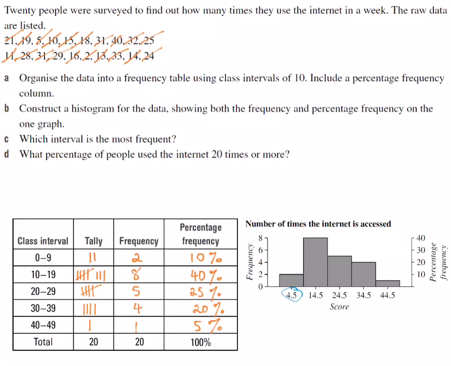So for example, where I have 4.5, that represents the midpoint of the class interval 0 to 9, since 0 plus 9 divided by 2 is 4.5. I'm essentially taking the average of the two endpoints of that class interval. I can see that the frequency is shown there, a frequency of 2, and a percentage frequency of 10%. Using this, we can see that the interval that is most frequent is the 10 to 19 class interval.